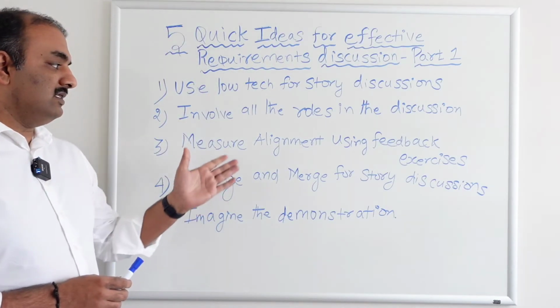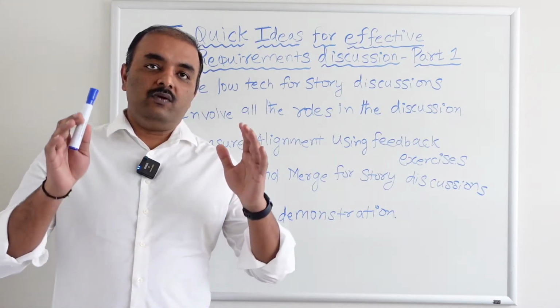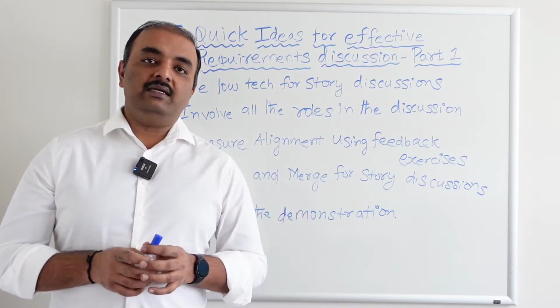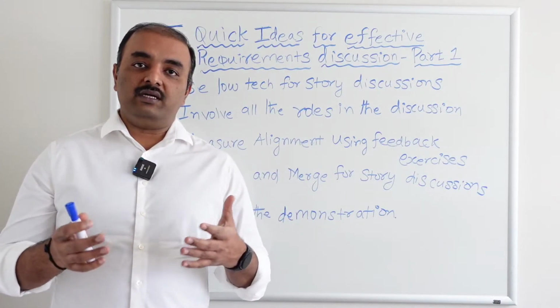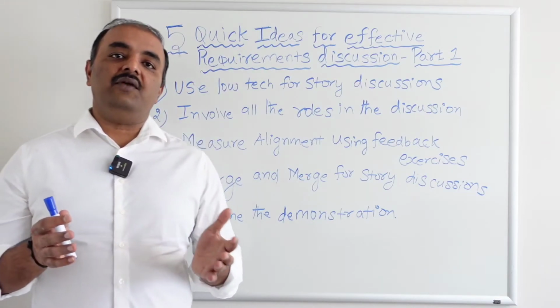Fourth one is diverge and merge. We have seen this scenario where there are 20 people in the meeting and the meeting is just for 1 hour or 2 hours. If you have 20 people or 15 people, it's very impossible for everyone to contribute.